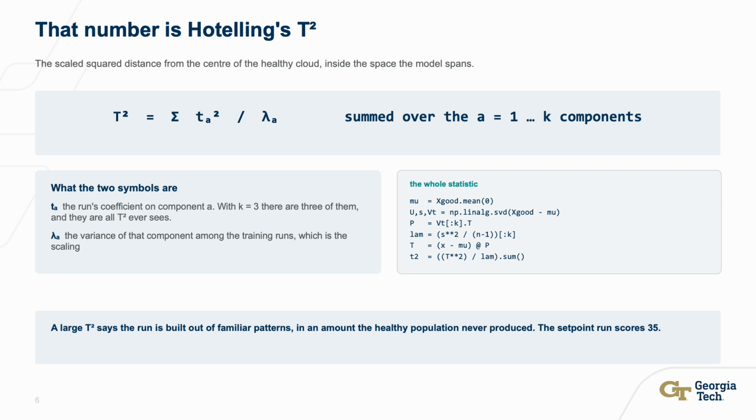There is one more thing that is easy to miss. T squared is computed inside the space the model spans. It says nothing whatsoever about anything outside the space. That is not a flaw, it is the definition, and it is what the next 3 slides are about.